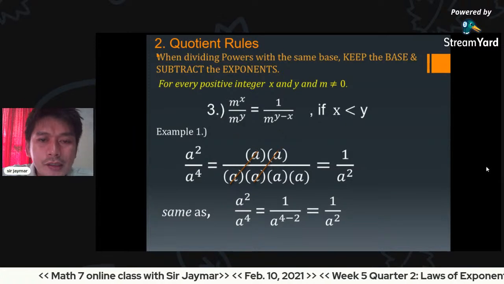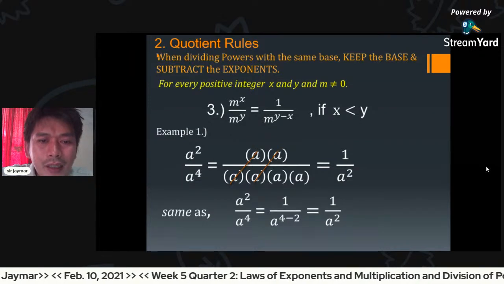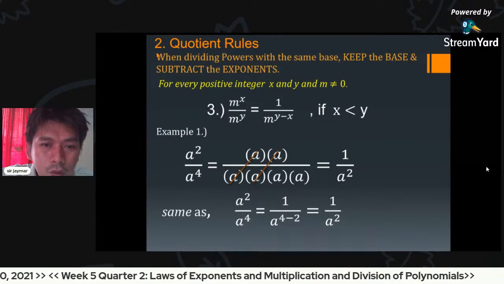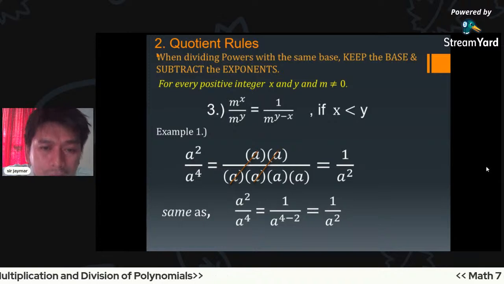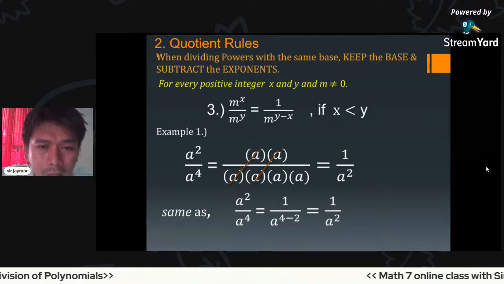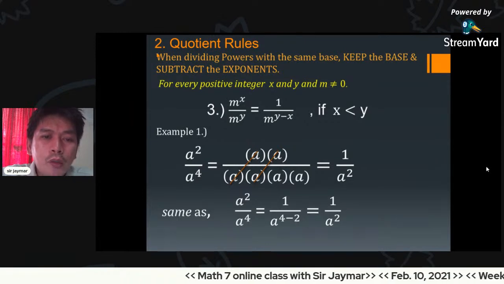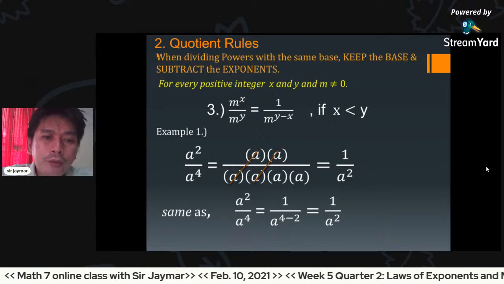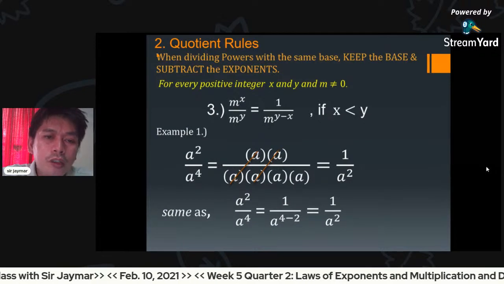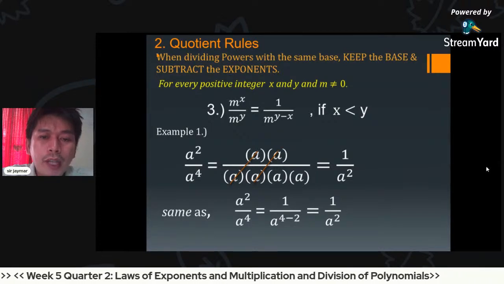So, same answer but different solution. So a squared divided by a raised to 4 is equal to 1 over a raised to 4 minus 2. So again, 4 minus 2 is 2. You are going to subtract the exponent of the numerator from the exponent of the denominator. So 2 is the exponent in the answer. So 1 over a squared.